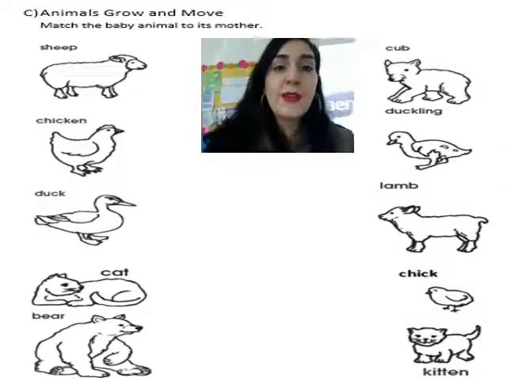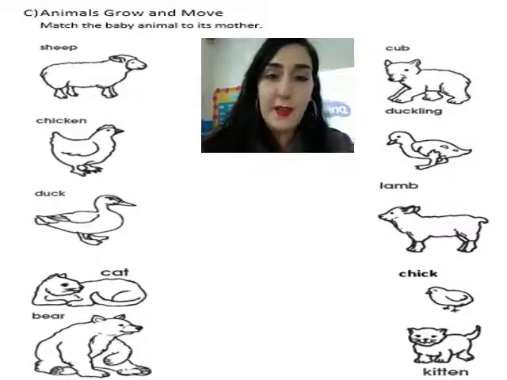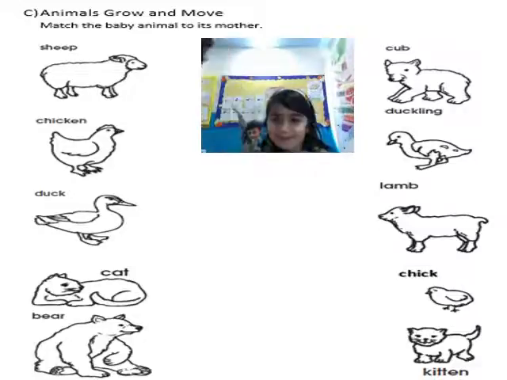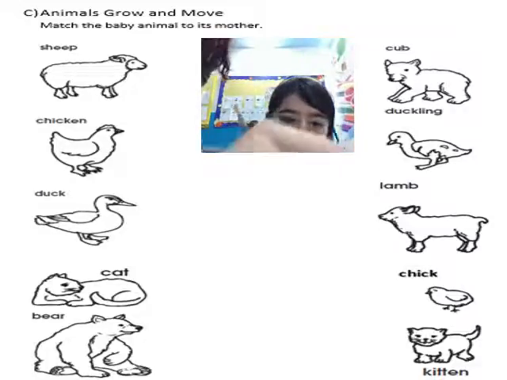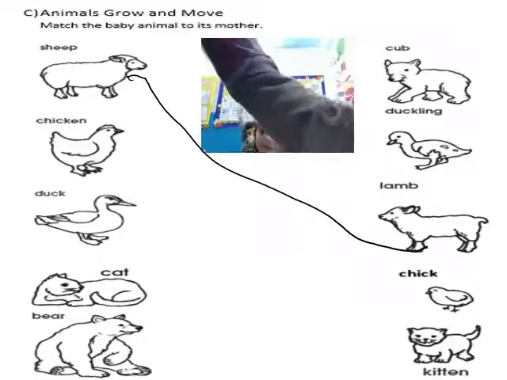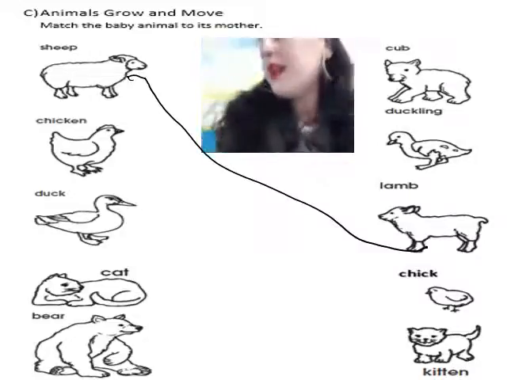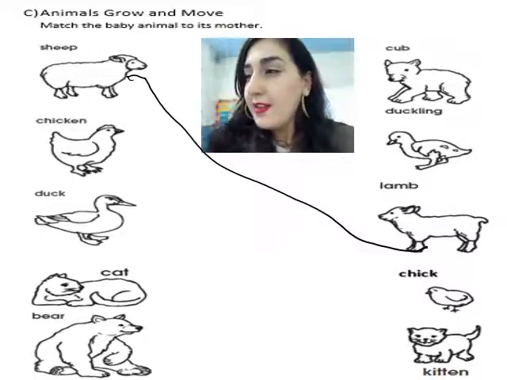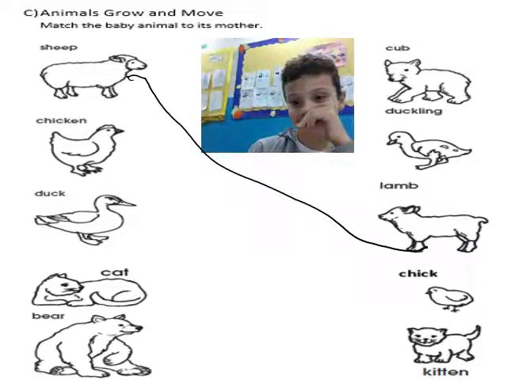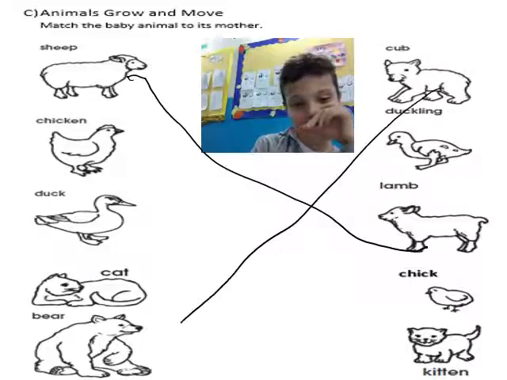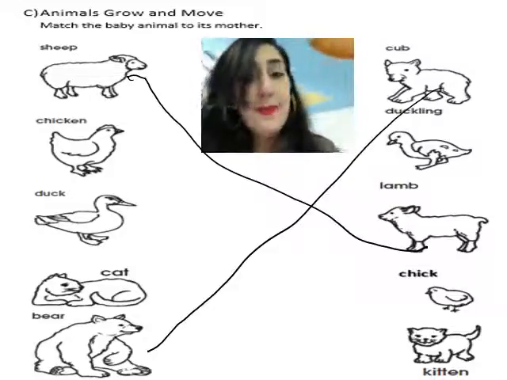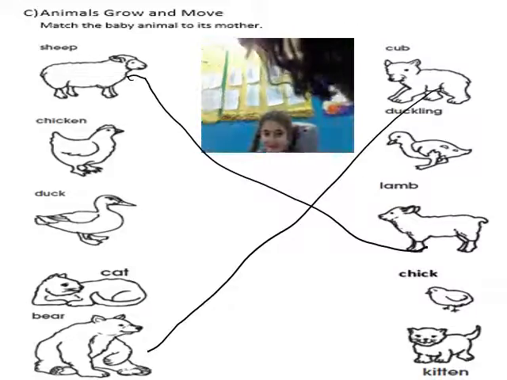So here, animals grow and move. Match the baby animal to its mother. So let's do the first one and I'll get Miss Julia Fakhouri. So Miss Julia, please match the first animal. That's right. So a sheep and a lamb relate to each other. Let's get Mario. Whoa. Okay. So you did it the opposite direction. Let's get Marilyn. Do this one.